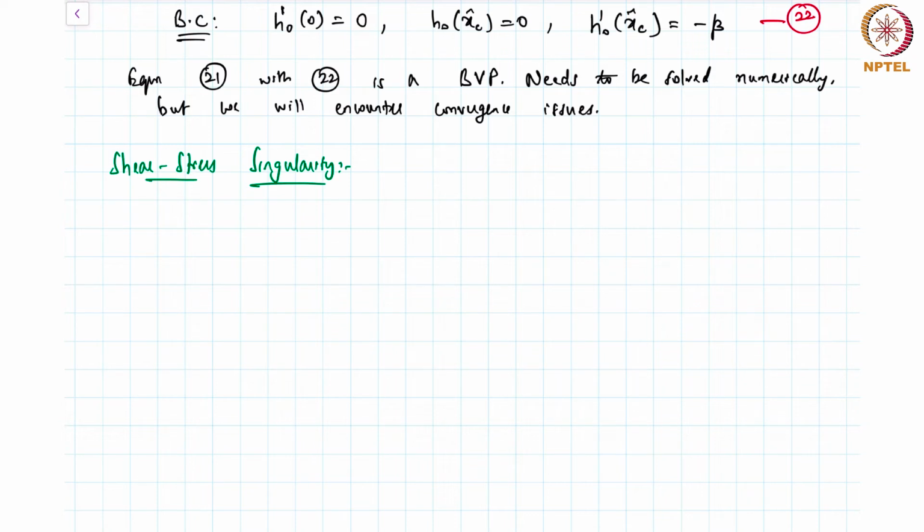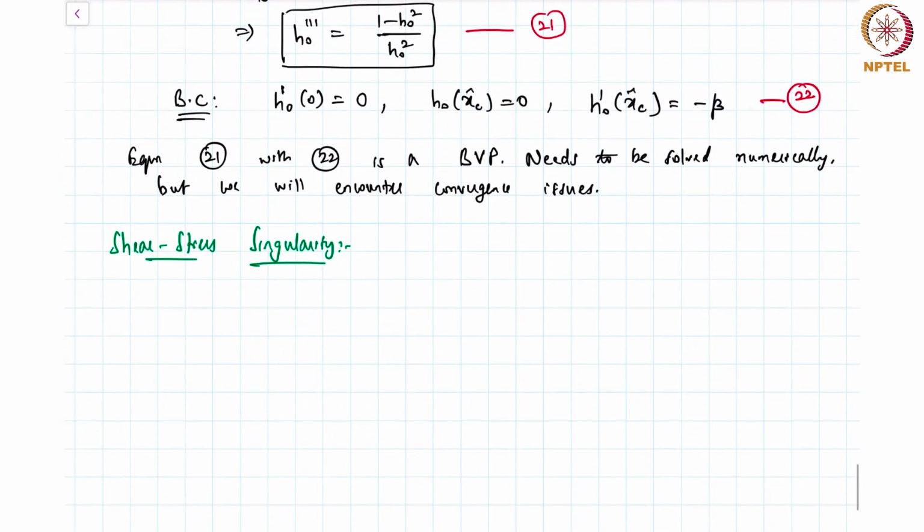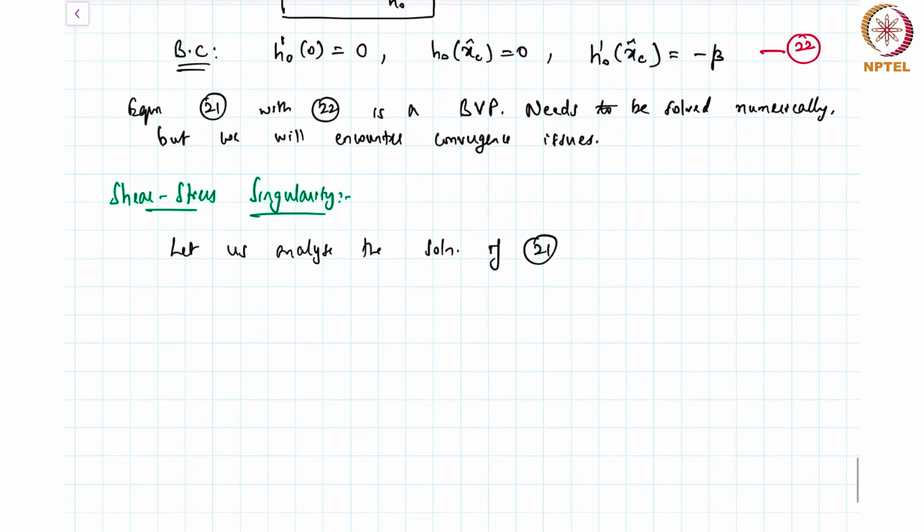The shear stress singularity is as follows. Now let's do one thing. Let's look at equation 21 and ask: I can't fully solve this problem everywhere analytically, but is there a way for me to get an approximate solution very, very close to the contact line? So in other words, let us analyze the solution of 21 near the contact line, that is, as x hat goes to x hat c. That's what we want to do.